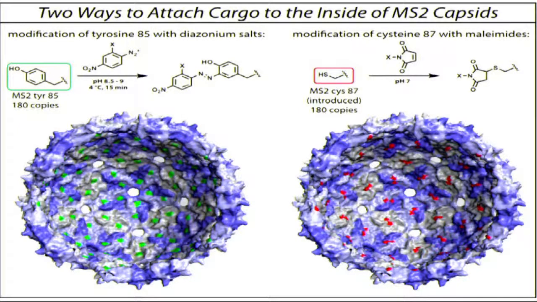I'll just summarize this briefly: you're looking at the inside of the capsid shell. In green, I'm showing a tyrosine residue here. There are 180 copies of that on the inside of each of these spherical capsid shells, and we can modify this using that diazonium chemistry reaction, and this would introduce this X group here, which would be your cargo of interest. And we've developed that chemistry over the years.